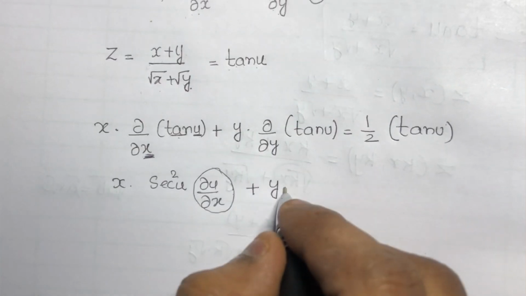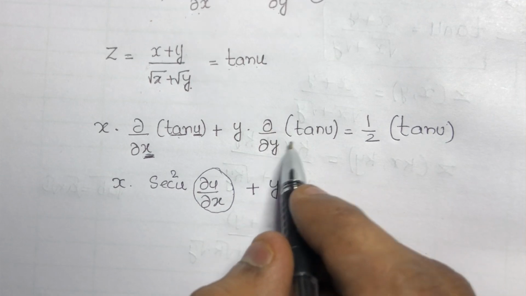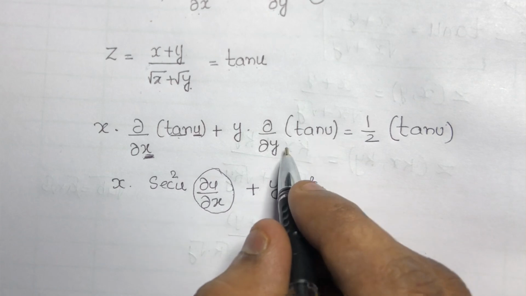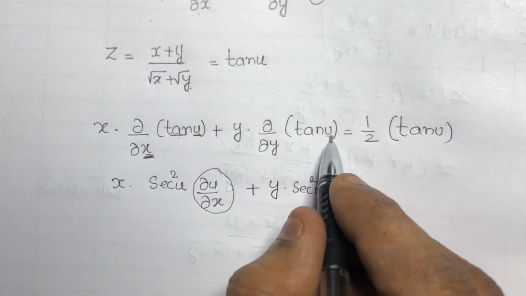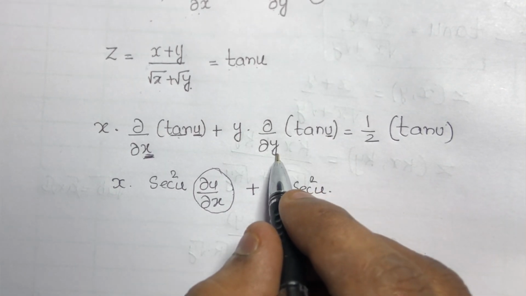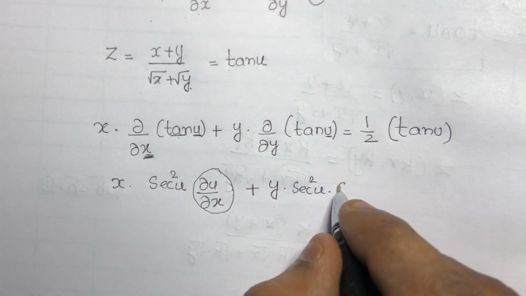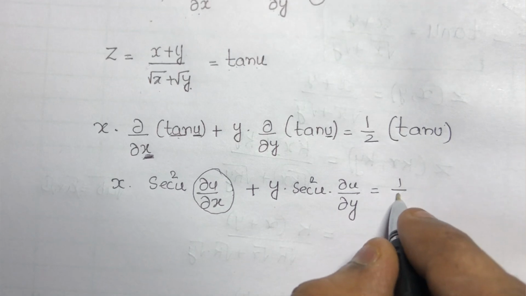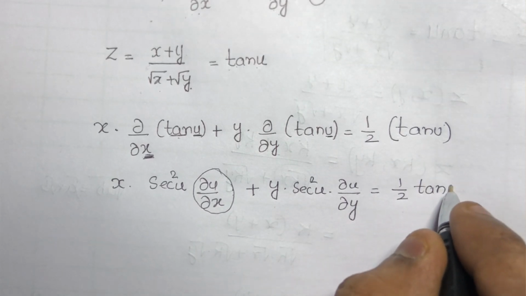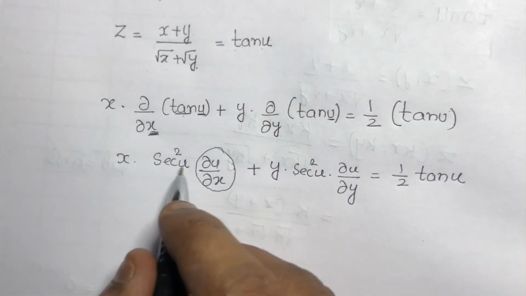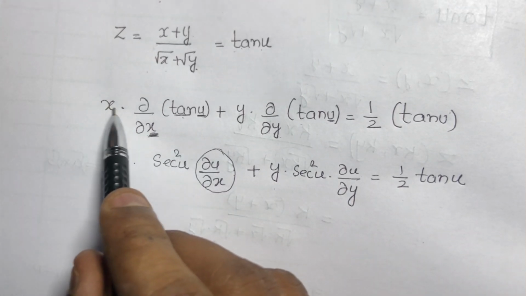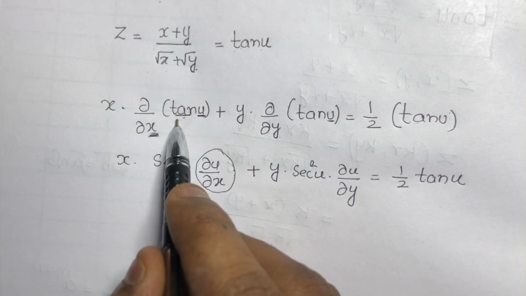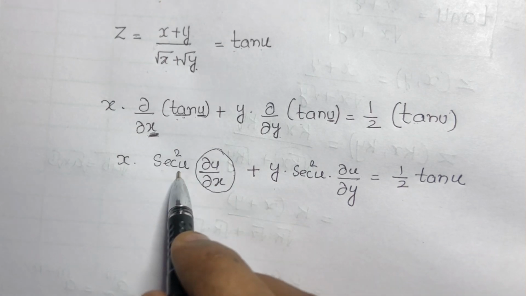Similarly, y into ∂/∂y of tan u is secant square u, but in place of y we have u, and we are differentiating with respect to y, so this can be written as ∂u/∂y, equal to 1 by 2 times tan u. This is a very important step. By applying Euler's theorem we got this. So simply partially differentiate. The derivative of tan is secant square u.